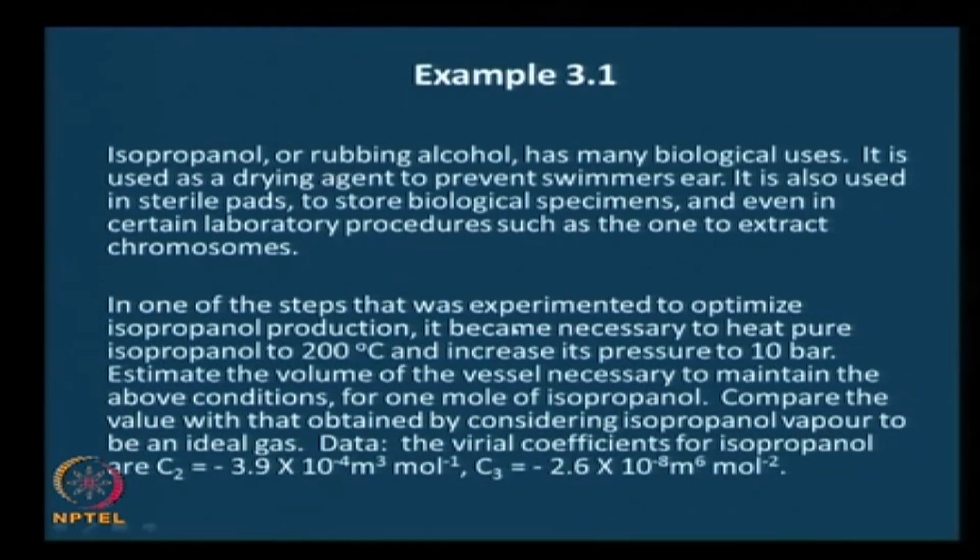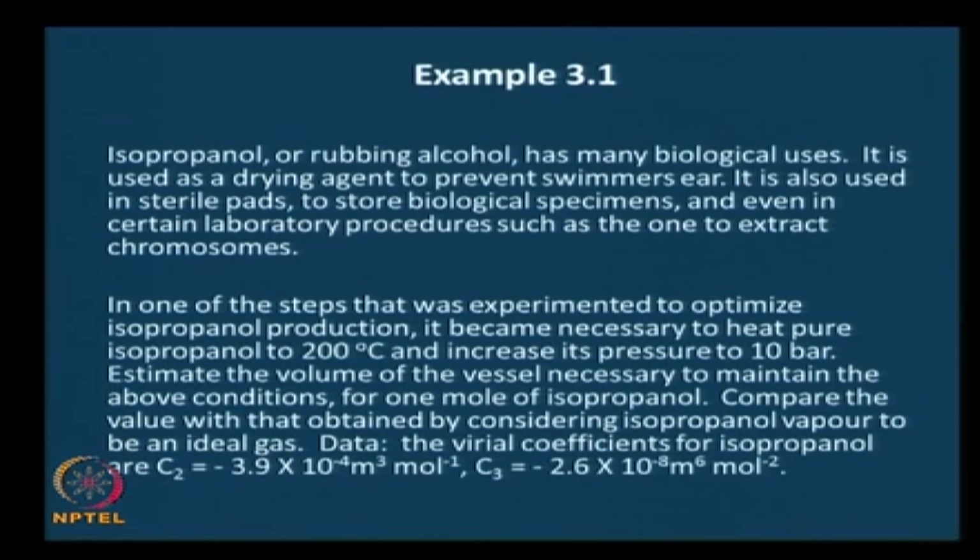In one of the steps that was experimented to optimize isopropanol production, it became necessary to heat pure isopropanol to 200 degrees C and increase its pressure to 10 bar. What is required here is to estimate the volume of the vessel necessary to maintain the above conditions for 1 mole of isopropanol. Compare the value with that obtained by considering isopropanol vapor to be an ideal gas.